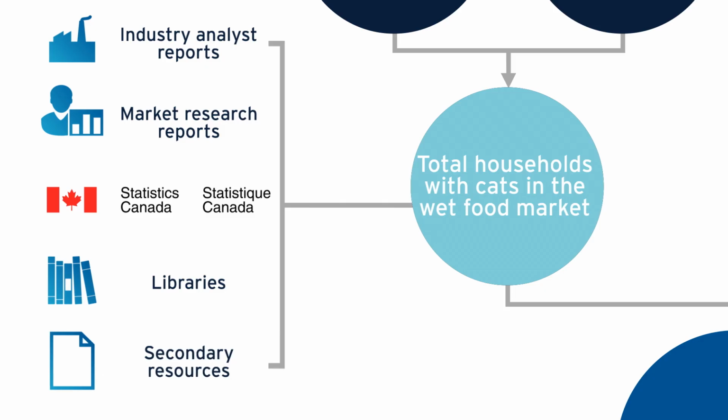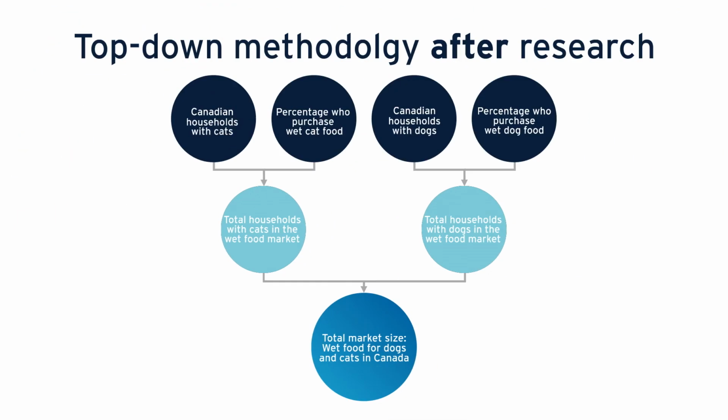Try to find the same or similar data points from more than one source to help verify validity. If you're not able to do this, look at the methodology of each source you're using to understand exactly what they're measuring so you can assess whether it's the right source for you. Fill in the rest of your model using the data points found during your research.